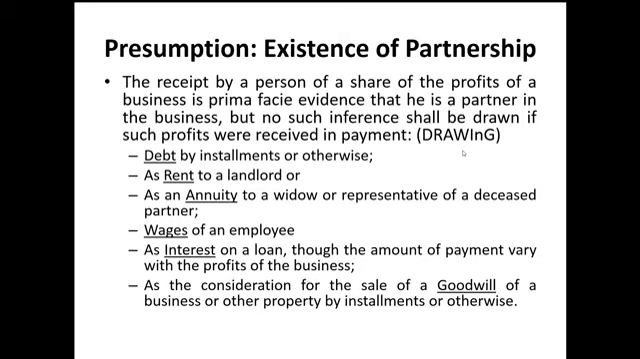Ano ba yung DRAWING? Yung D stands for debt on installment. R is rent to a landlord. Okay. W is payment of wages. Tapos, okay, A is annuity. Nakalimutan ko yung A, annuity. Okay. Annuity to a widow or representative of a deceased partner. Yung I, N naman is interest. And G is disposal ng goodwill.